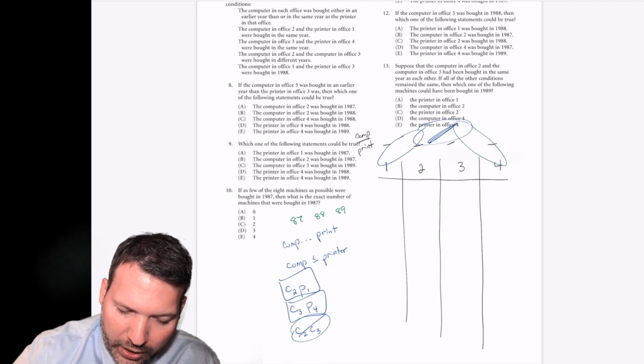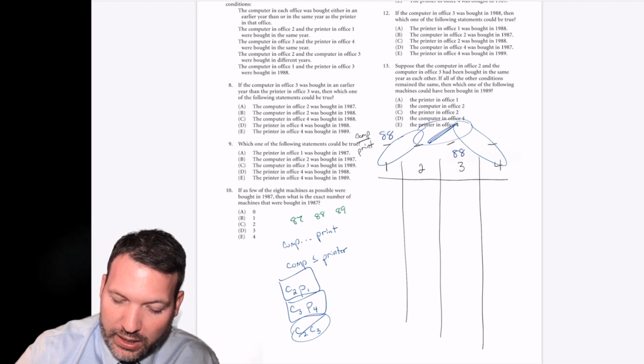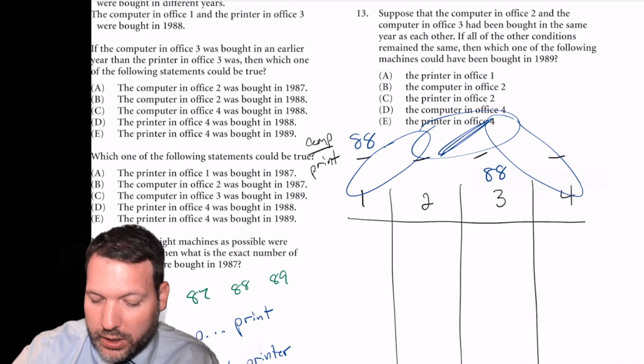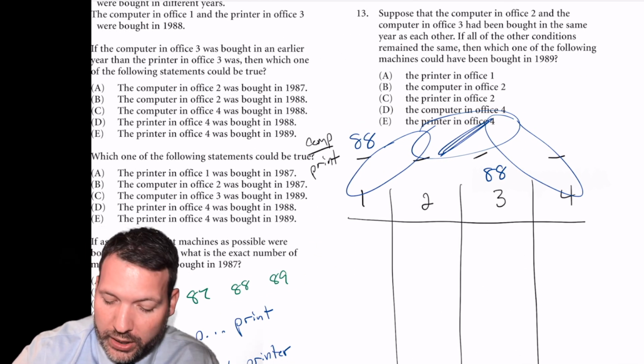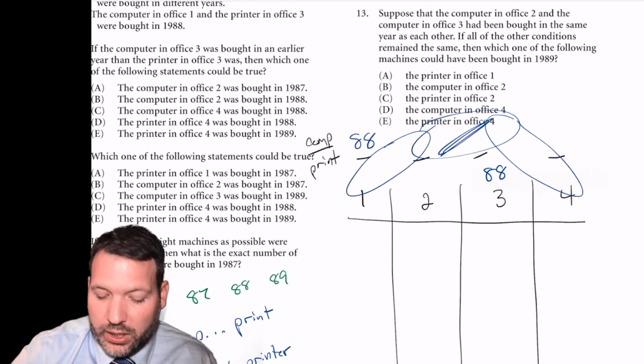And then my favorite kind of clue, it simply tells us the computer in Office 1 and the printer in Office 3 were bought in 1988. So we can put those right on the diagram. Computer in Office 1, printer in Office 3 were bought in 1988. At this point, we want to think through what deductions can we come up with.